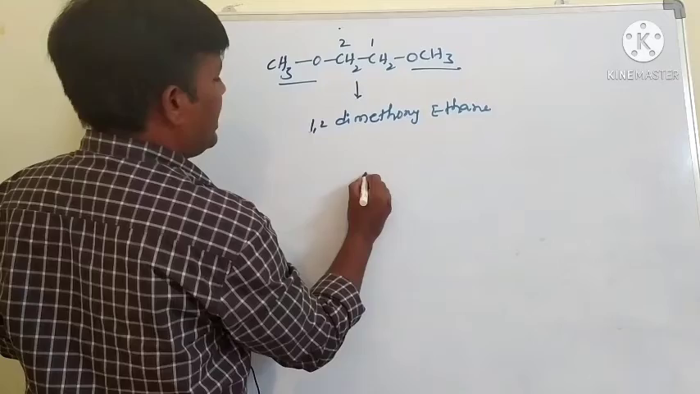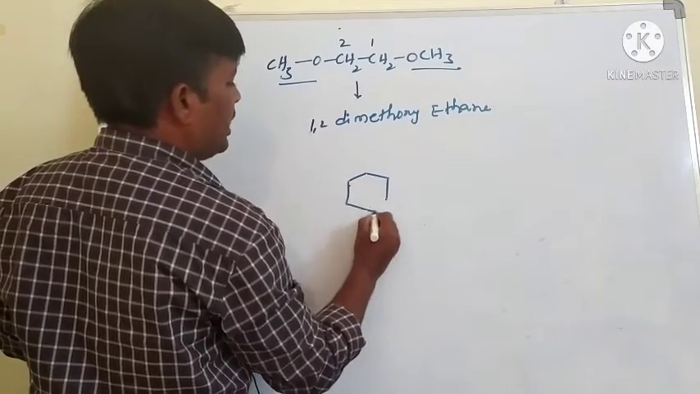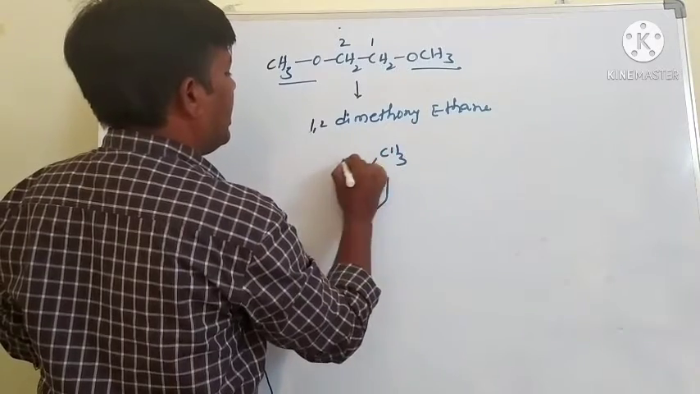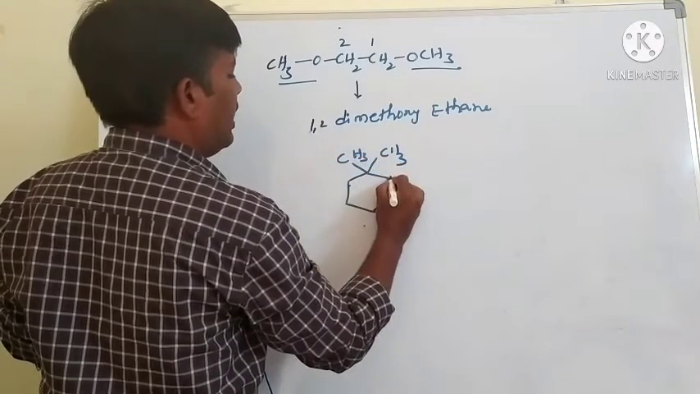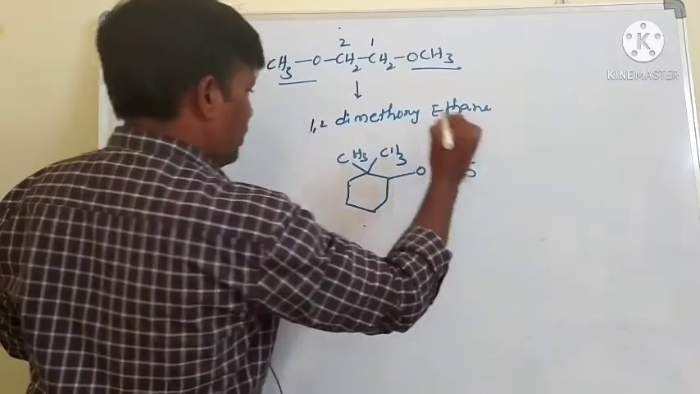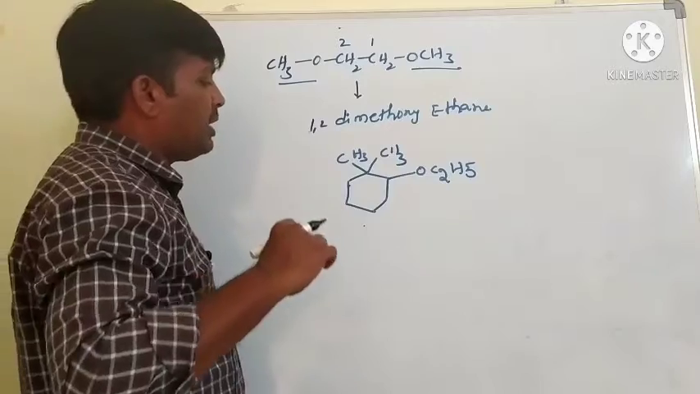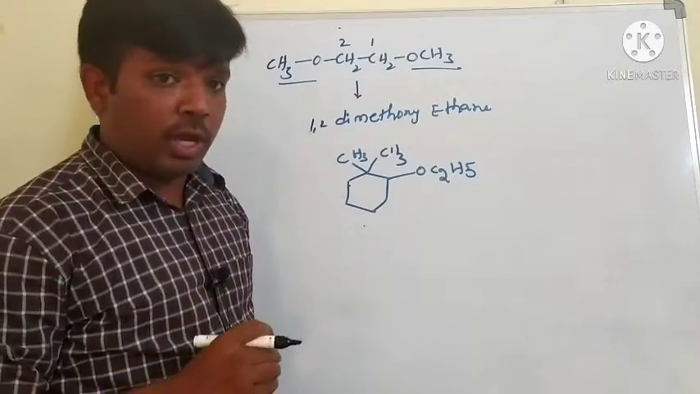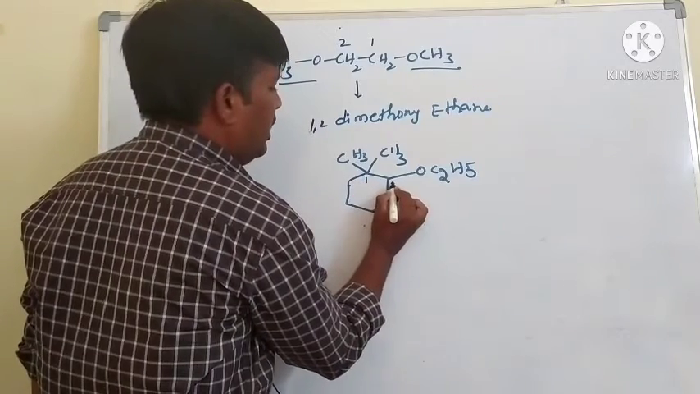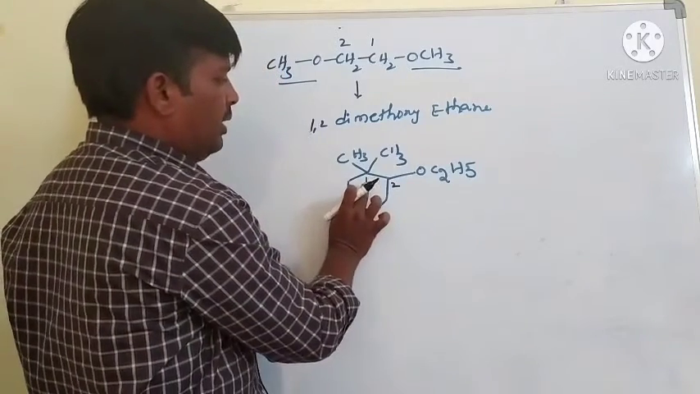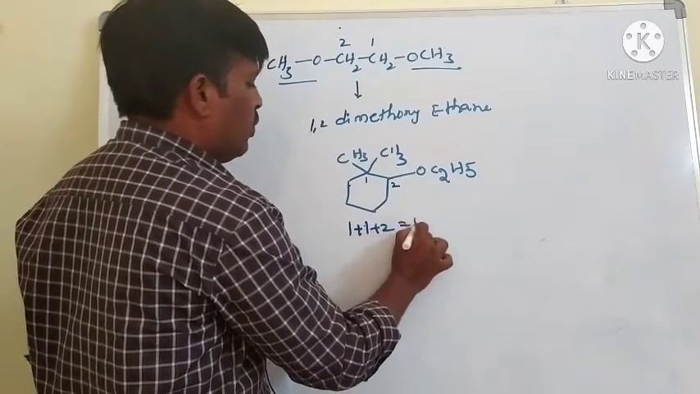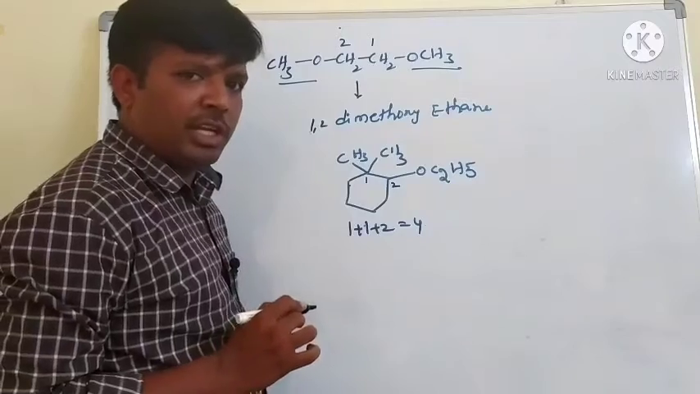Then we go for another example, a very important example, with CH3, CH3, and OC2H5. Nomenclature, IUPAC nomenclature, according to the least sum rule. According to the least sum rule, which one is correct? This has first numbering 1, then 1, 1, 2. 1 plus 1 plus 2 is equal to 4. The sum of the substituent locants is equal to 4.